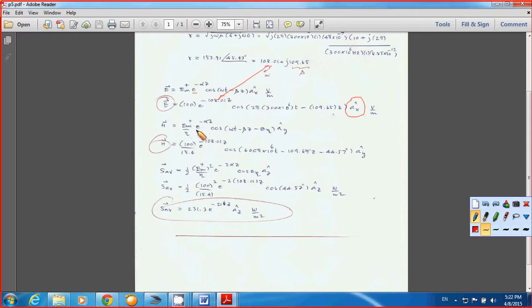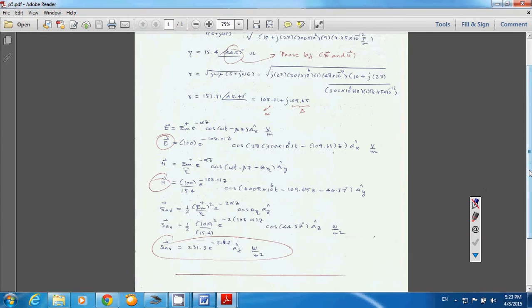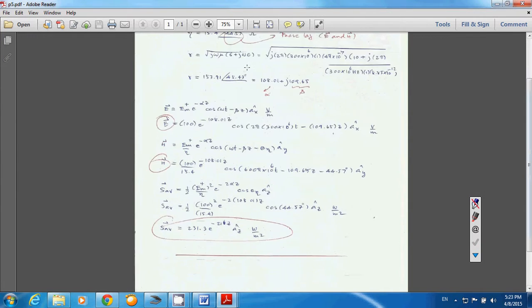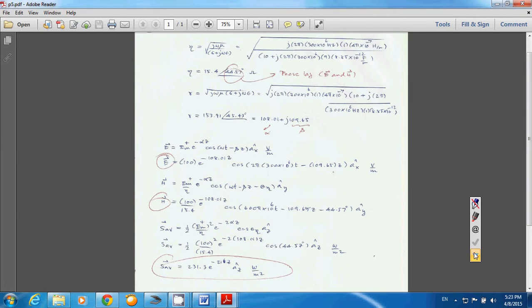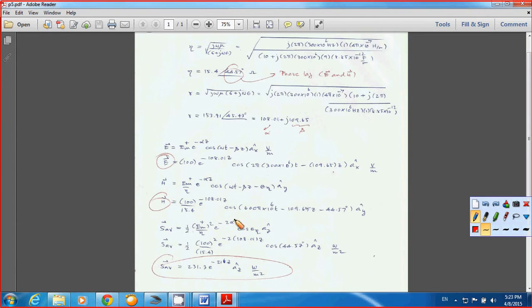Now for H, it looks like you have this term, the same thing, but you also have the phase difference, and you pick up the phase difference here from your eta that you calculated earlier here, 44.57. So you have 44.57 degrees right here, and in the component of the y direction. Okay.